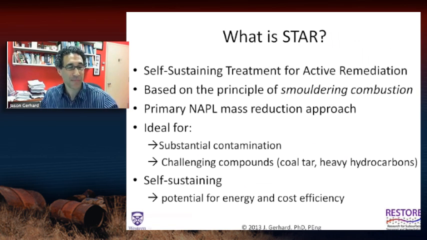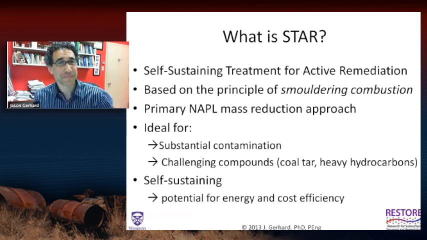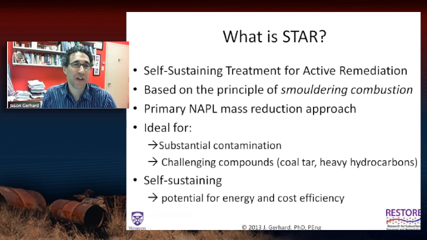So given that background, let's talk about what STAR is. It stands, as I said, for Self-Sustaining Treatment for Active Remediation. And it's a new emerging remediation technology, as I said, we've been working on for about 8 years. And it's based on the idea of smoldering combustion. I'm going to speak quite a bit more about what smoldering combustion is, but that's the principle behind it.